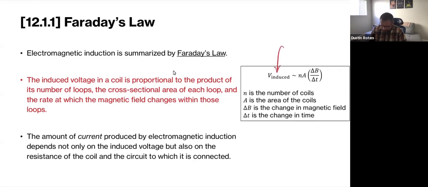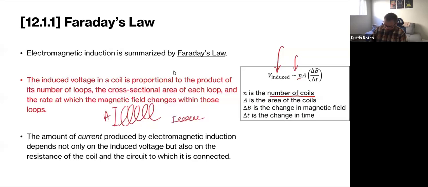So the voltage induced is proportional to the number of loops or number of coils. Okay, so that's N. Then the area of the coil, so the cross-sectional area. These coils would have a big cross-sectional area, whereas these coils would have a little cross-sectional area. Basically it's just the size of the tunnel that the magnet's going in. Whatever that area is, that's the A in this equation.